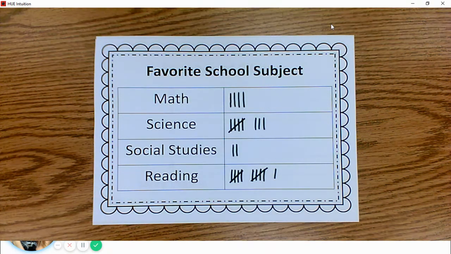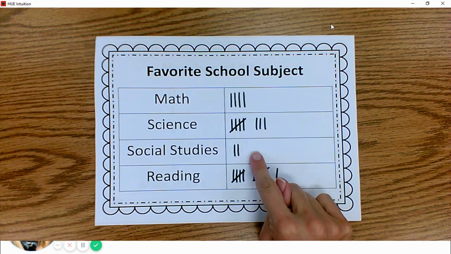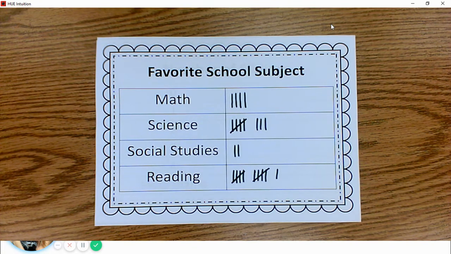Or it might ask, what is the least popular subject? Or which one did the fewest number of people choose? And that would, of course, be social studies because only 2 people picked that.